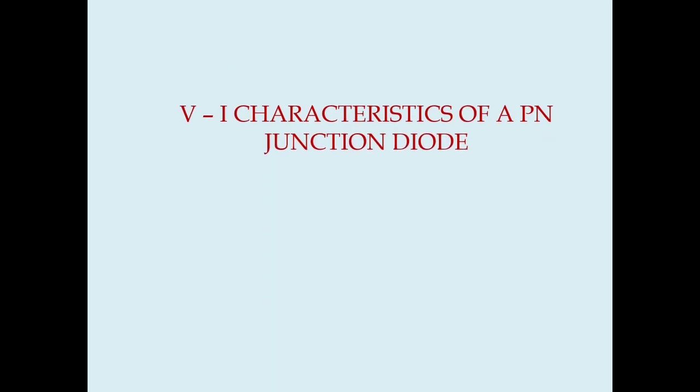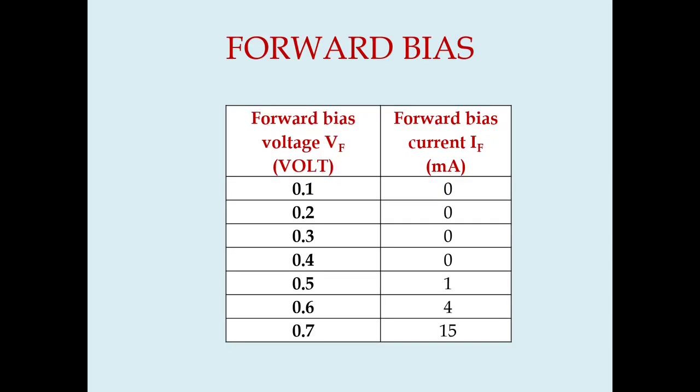In this video, let us learn to draw the VI characteristics graph of a PN junction diode. This table represents the readings taken when the diode is in forward bias.